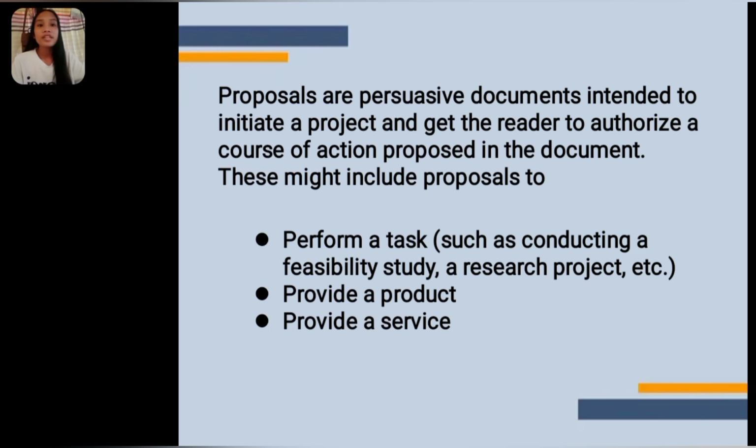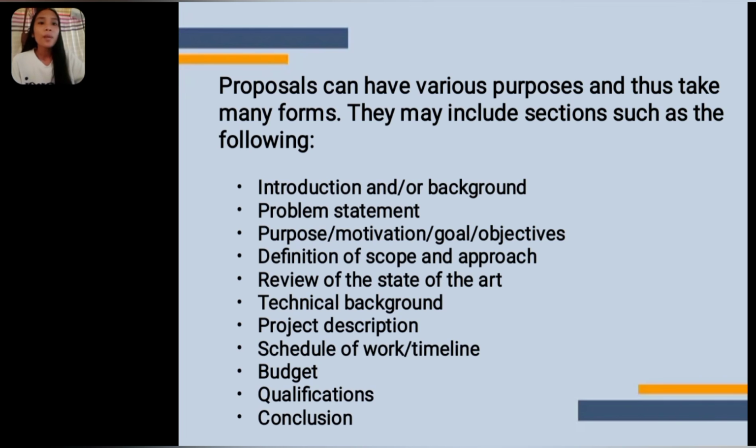Then, proposals are persuasive documents intended to initiate a project and get the reader to authorize a course of action proposed in the document. And this might include proposals to perform tasks such as conducting a feasibility study, a research project, etc. Then, provide a product and also provide a service. Then, proposals can have various purposes and thus take many forms.